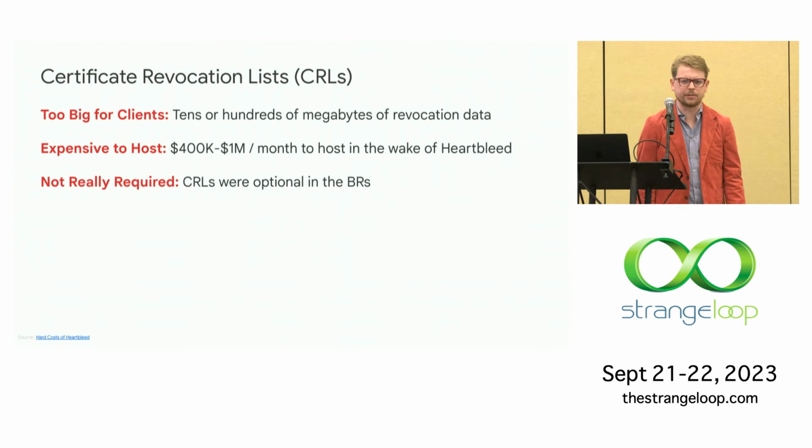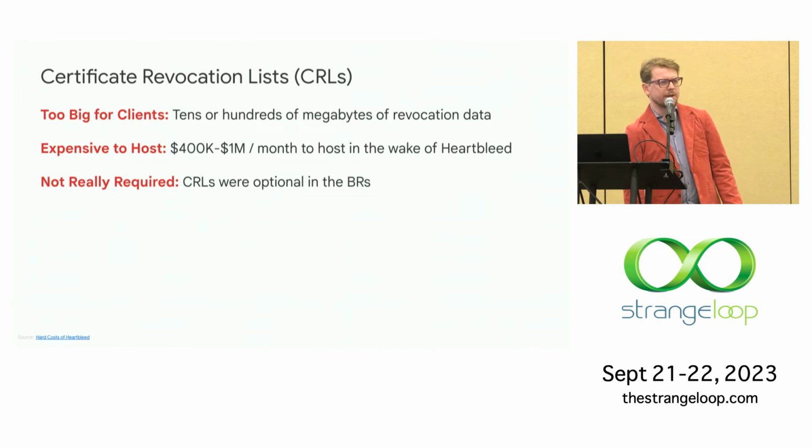But CRLs have a few problems, which is that they're really too big for clients to download. There are tens or hundreds of megabytes of revocation data updated daily. They're expensive to host. After Heartbleed, a bunch of certificates were all revoked all at once, and it costs $400K to $1 million a month if you were paying at AWS rates to host GlobalSign's CRL after Heartbleed. And they're not really required. CRLs were actually optional in the BRs.